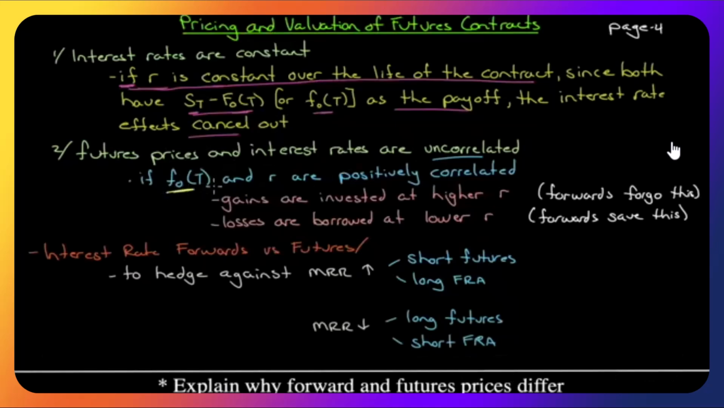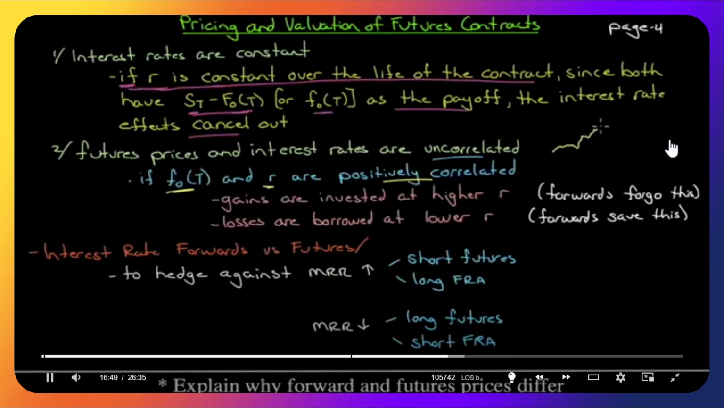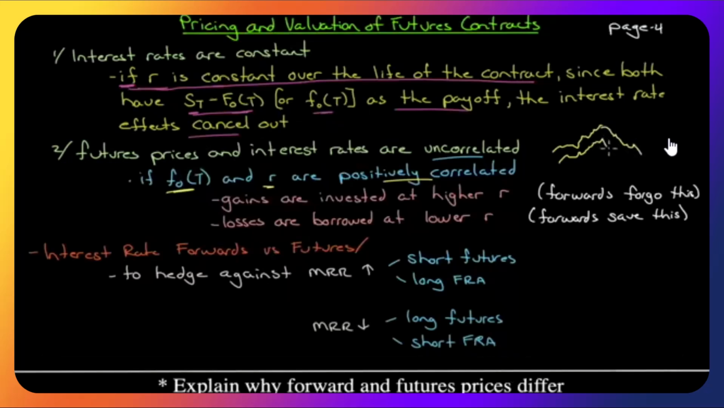We'll start with the argument that the futures price and the interest rate are positively correlated. What does this mean? It means that as the futures price is going up, the interest rate is going up. And as the futures price is going down, the interest rate is going down. What will that result in? Any mark-to-market gains from the futures contract will be invested at higher interest rates. Losses, as we start losing and we have mark-to-market losses, are financed at lower and lower interest rates.